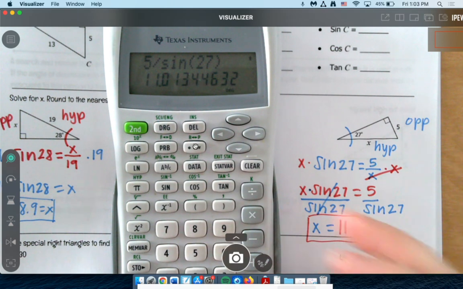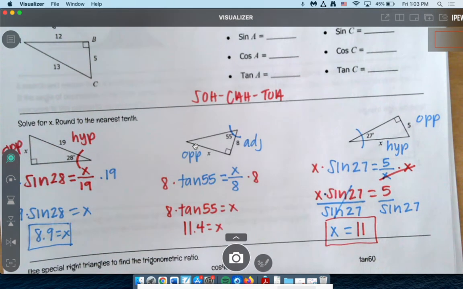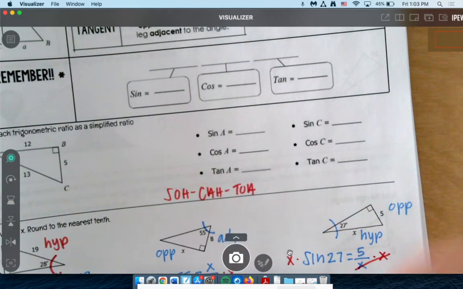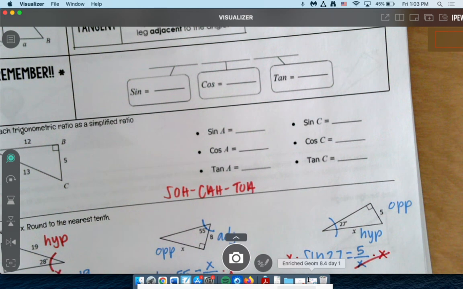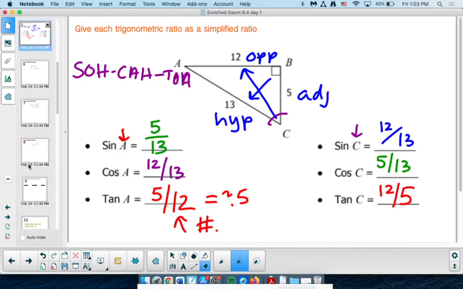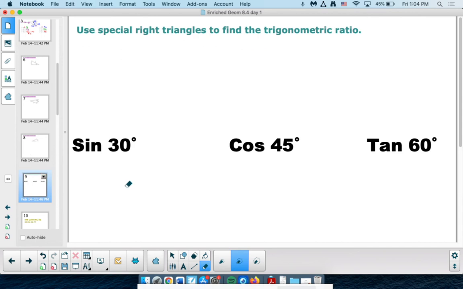I realize I'm not with you today, so if you're a little lost, try your best with the homework, and we'll go from there. But let's try these bottom three real quick. I'm going to go back to the smartboard, though, because I think it's a little easier to see. Okay, so we should be on these last three. So now we're going to incorporate, you guys, our special right triangles with our trig.